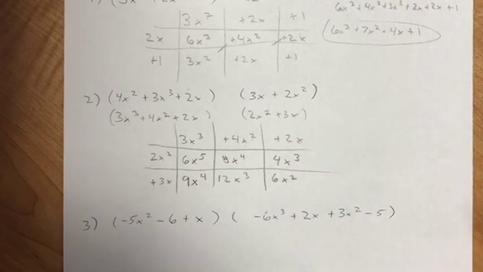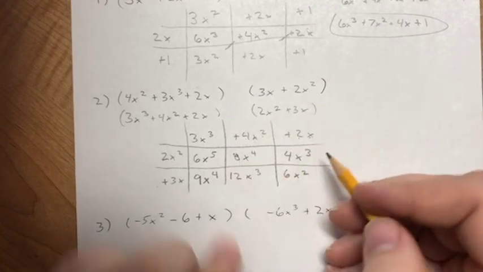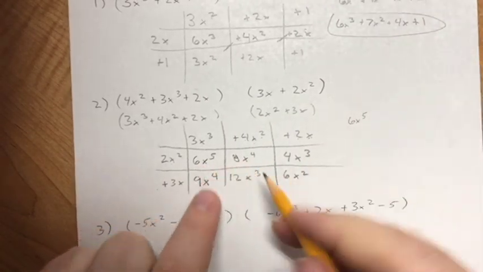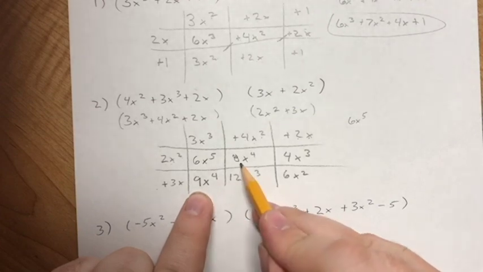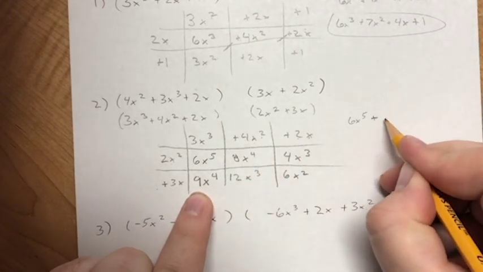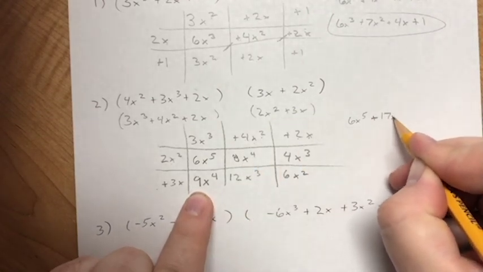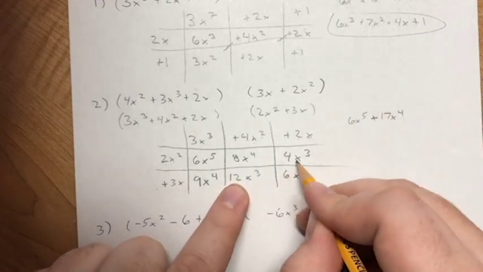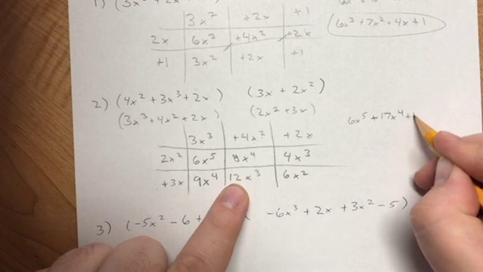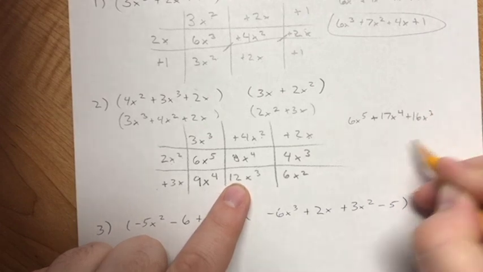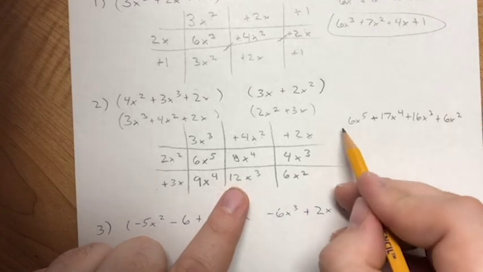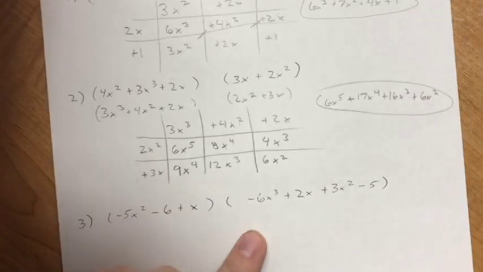All right, now that we've done that, we're going to combine our like terms. We're going to go 6x to the fifth, and then I have a 9x to the fourth and an 8x to the fourth. Well, when I combine those, that gives me 17x to the fourth. I'm going to combine 12x to the third and 4x to the third, and I'm going to get plus 16x to the third. And then lastly, I have all by myself the 6x squared, and I am done.